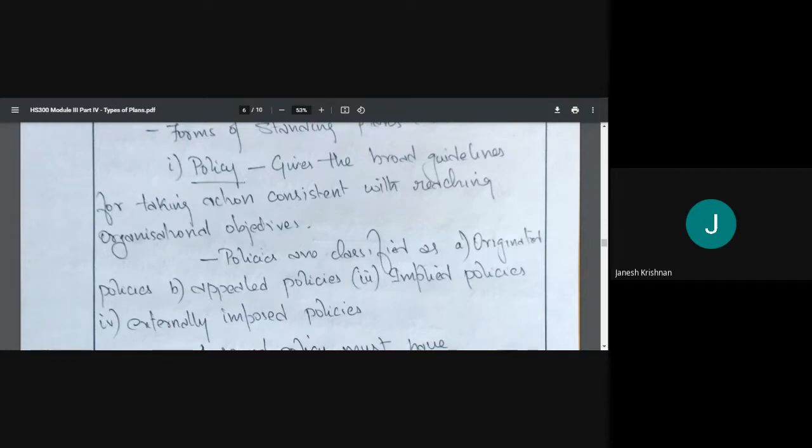The other might be appealed policies. Appealed policies means someone makes a request and an appeal. The request is there, in a form. So a request may come from employees, it may come from customers, it may come from stakeholders, anyhow. Somebody's appeal or request comes, and policies may be formulated.